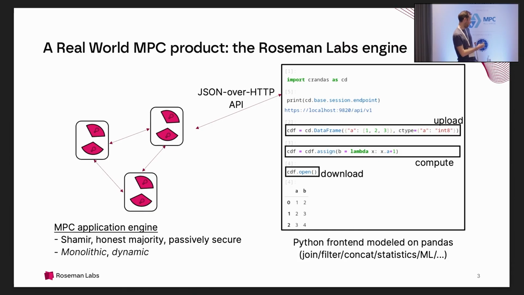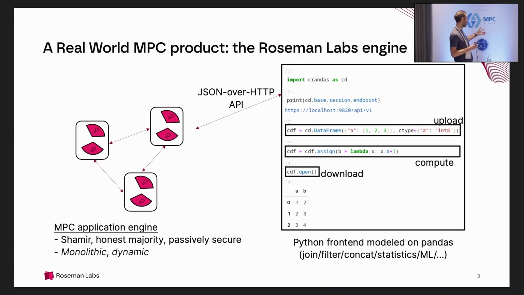You have a table, you compute a new row or a new column of the table, you join tables, you concatenate them, you filter them, those sort of things, and then you can do more complicated stuff like statistics and machine learning. So the way in which you interact with this engine is in a dynamic way, by doing these small queries.